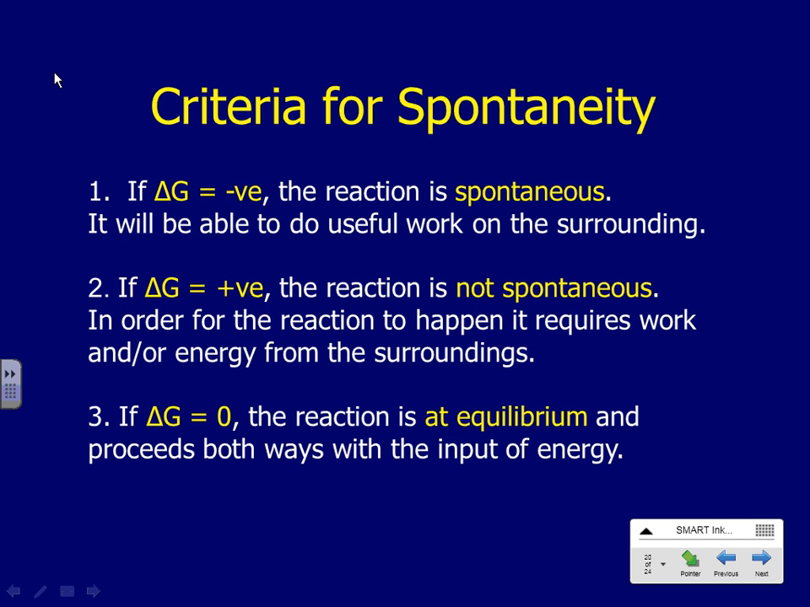If it's positive, it's non-spontaneous, and if you want it to happen, you must continuously put work into that reaction. Decomposition of water, you got to zap that, keep the electricity flowing so it decomposes. And if the delta G is exactly equal to zero, we've already encountered that. It's an equilibrium. It means the reaction is proceeding both in the forward and reverse directions.